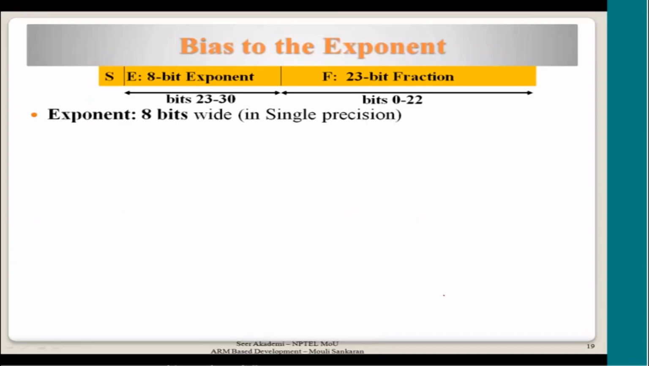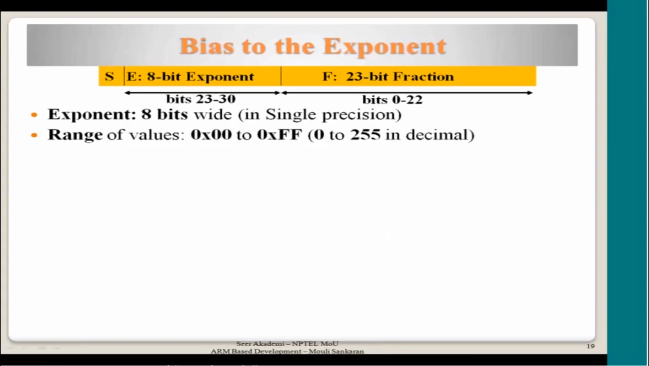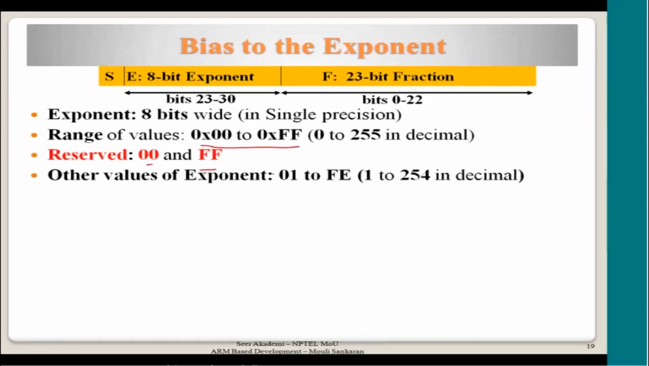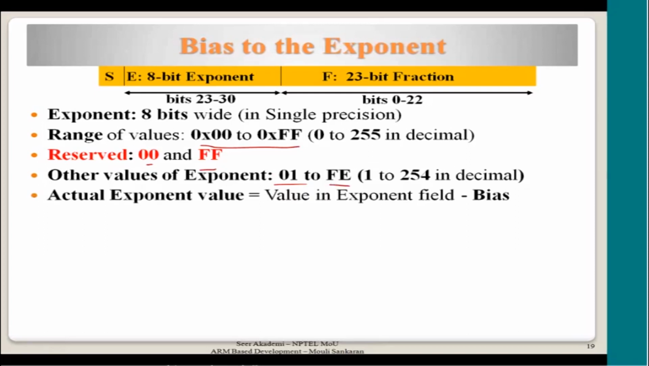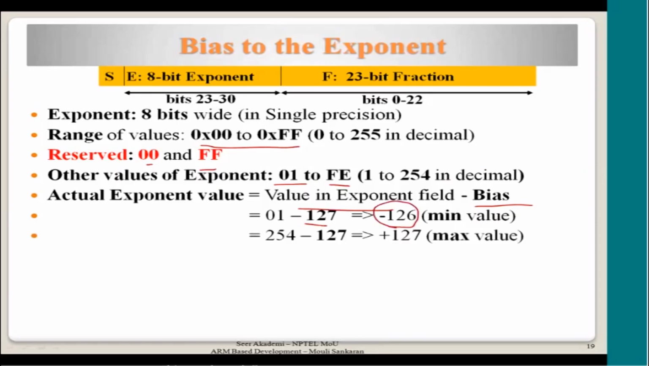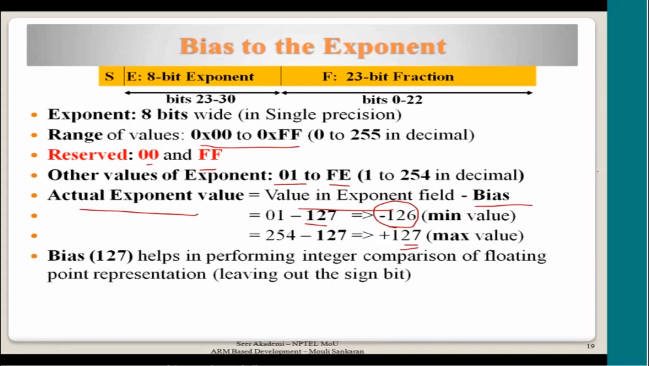I am just explaining the bias notation which I explained in the last slide. So effectively the range is from 0 to FF, where 0 and FF are reserved, and we have the remaining 0 to FE. The bias is 127. Any value in the exponent field, you subtract 127, and you get the actual exponent value. That's how you should get the actual exponent value, which I explained earlier.